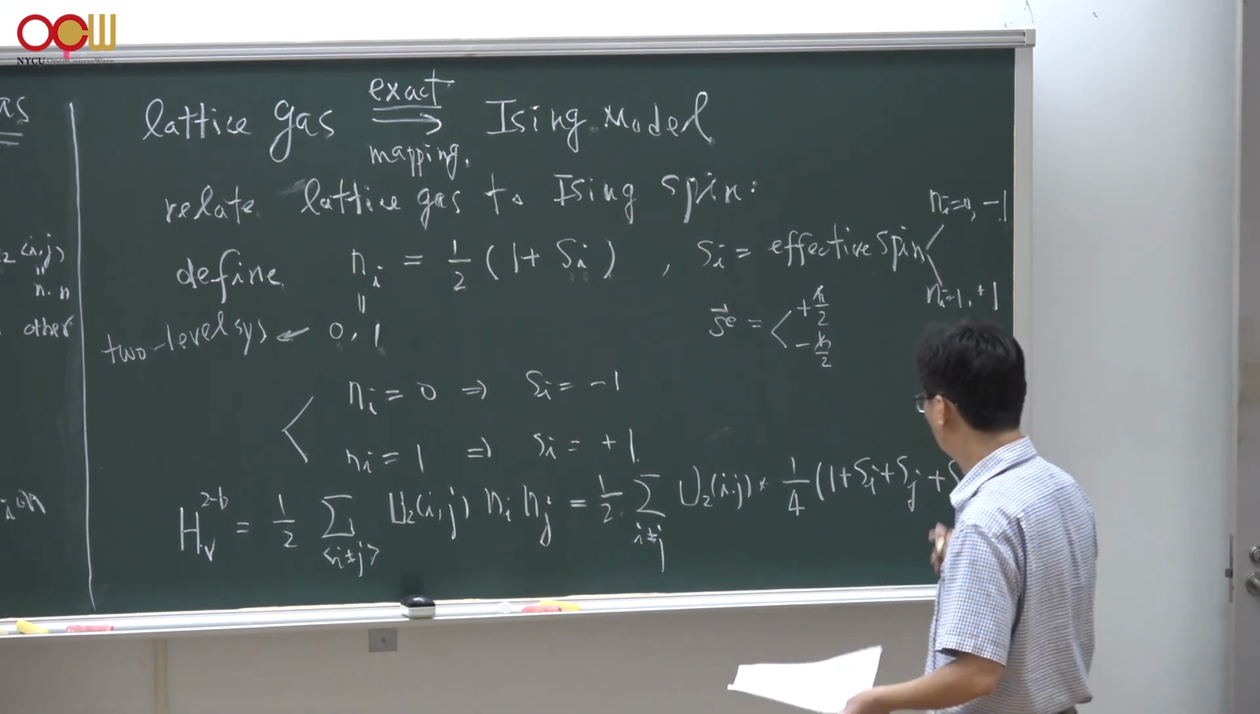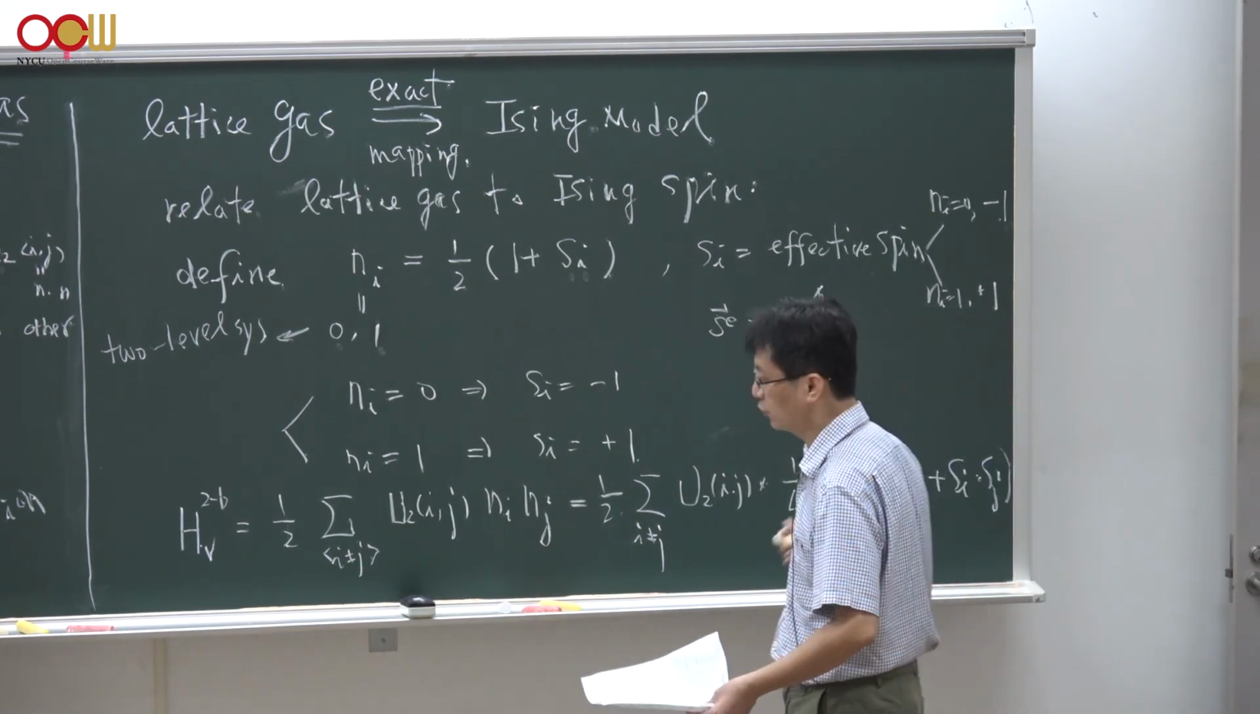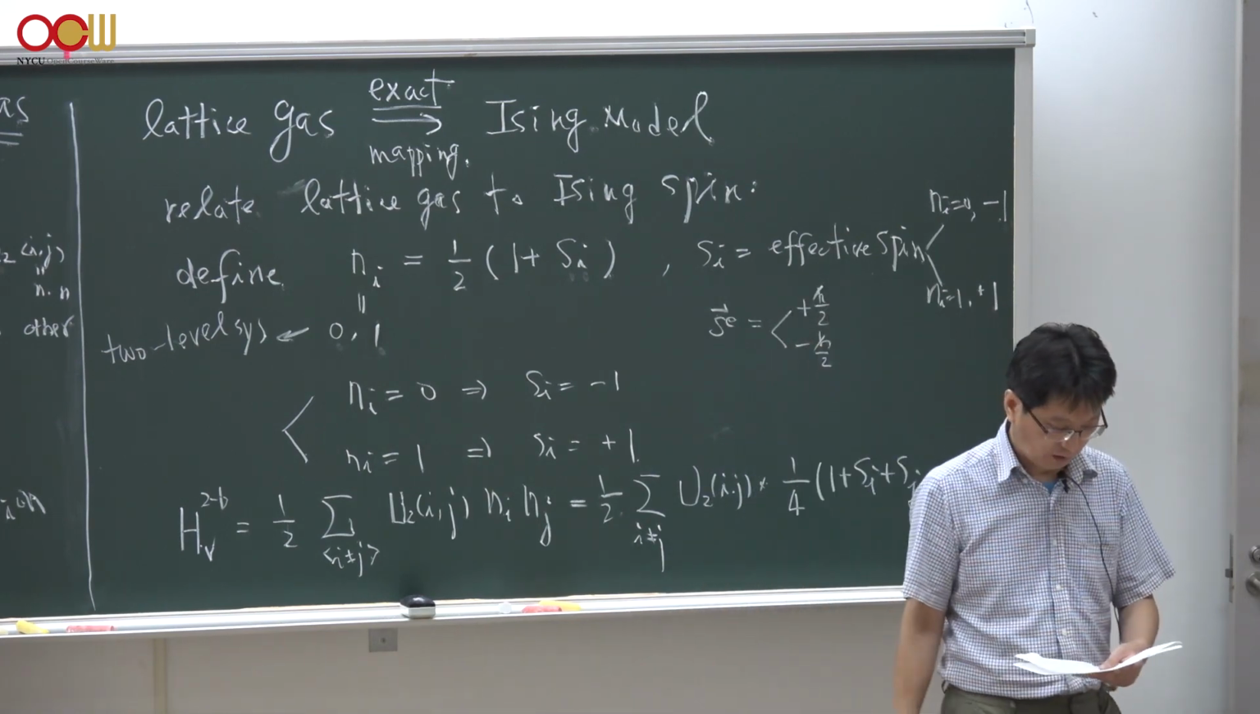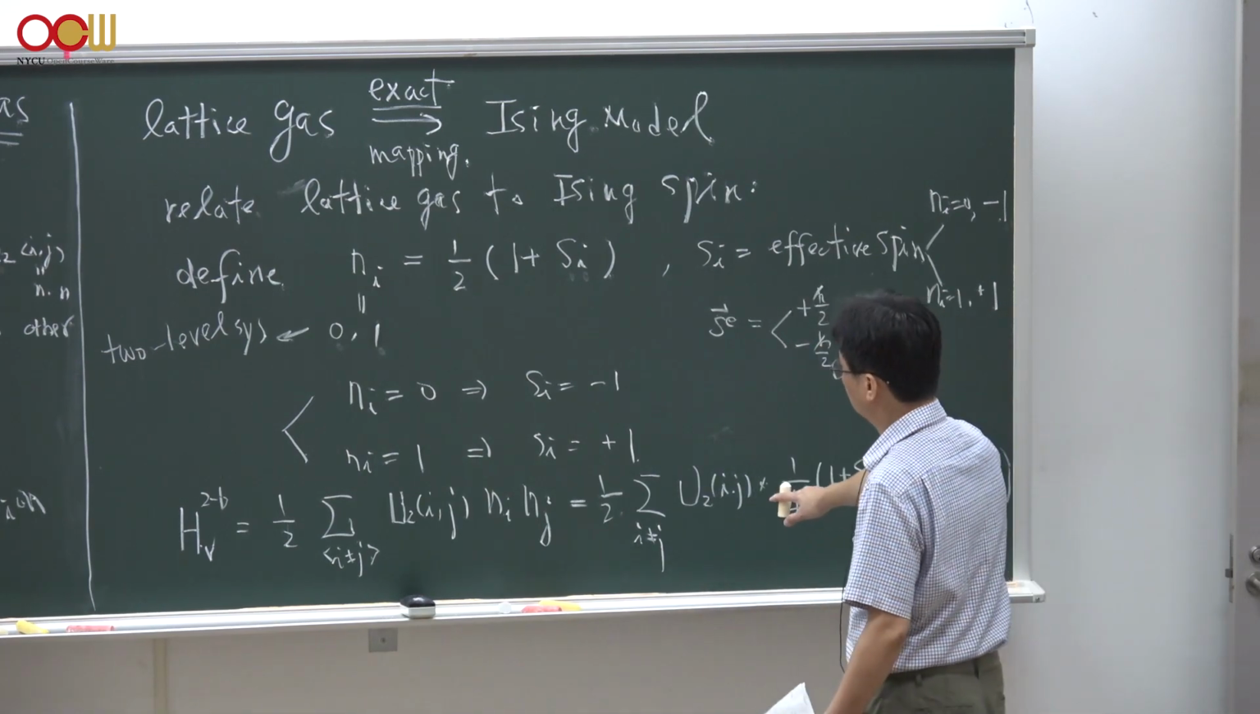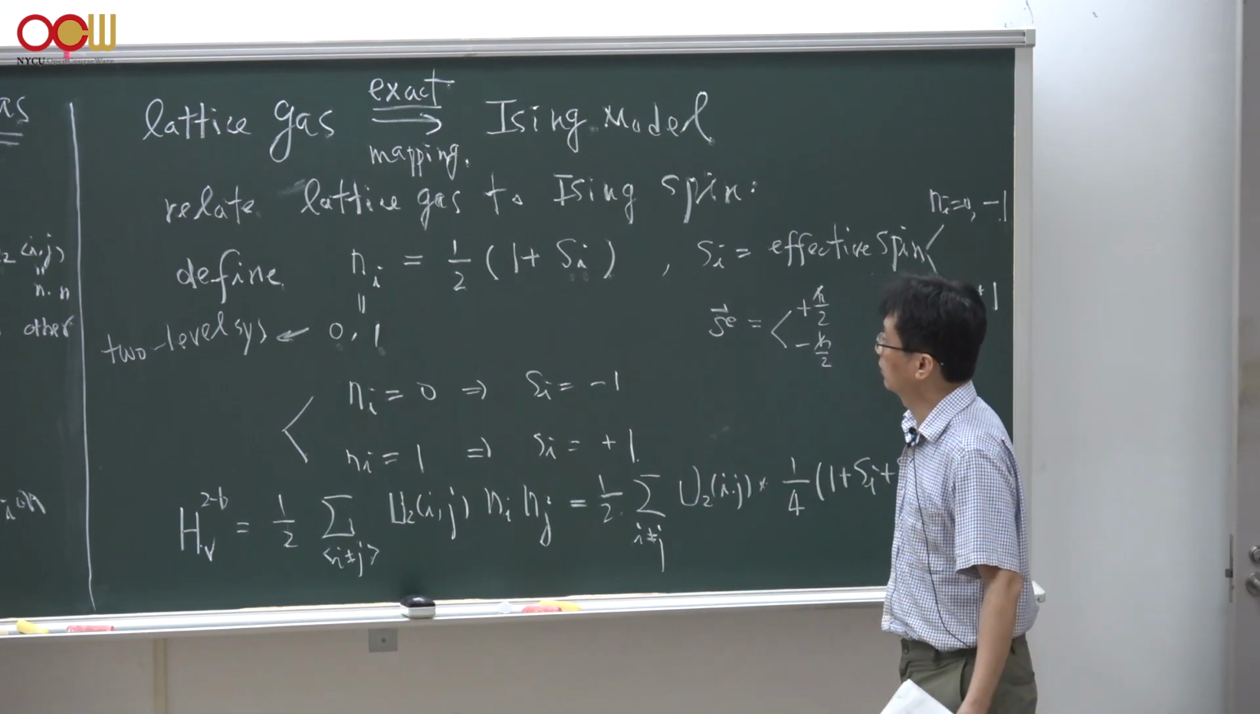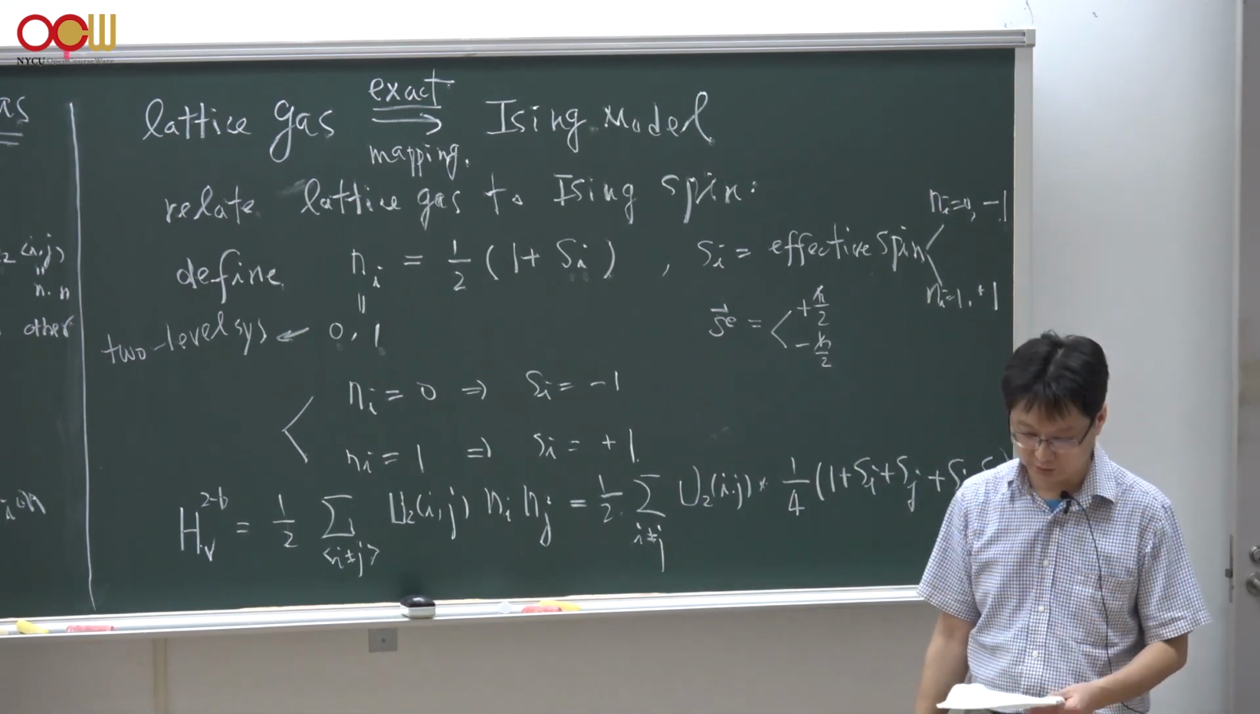Okay, so we are almost there. Let's take a short break. When we come back, we will continue deriving the Ising model from this lattice gas Hamiltonian.